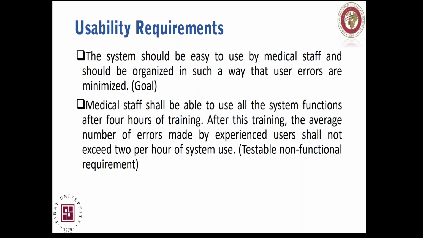How can I exactly understand or claim or prove that it is usable? Okay. Well, when we say in such a way that user errors are minimized, to what level? So let's go to the testable non-functional requirement. Medical staff shall be able to use the system functions after 4 hours of training. Well, that's the difference. Here, easy to use is just a plain statement of a goal, okay? But if we transform it into a measurable target, we will have a testable non-functional requirement. Easy to use, or usability, is a non-functional requirement, but how to measure it?